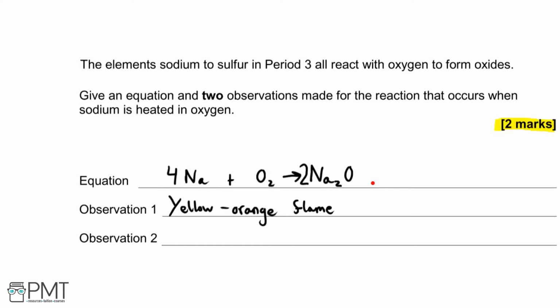Observation 2 is about what we're going to see due to the formation of the product. We are going to see the formation of a white powder, which is our sodium oxide. So our second observation is the formation of a white powder. And if we get both of those observations correct, that's the second mark. The first comes from the equation, and that's all we need for this question.